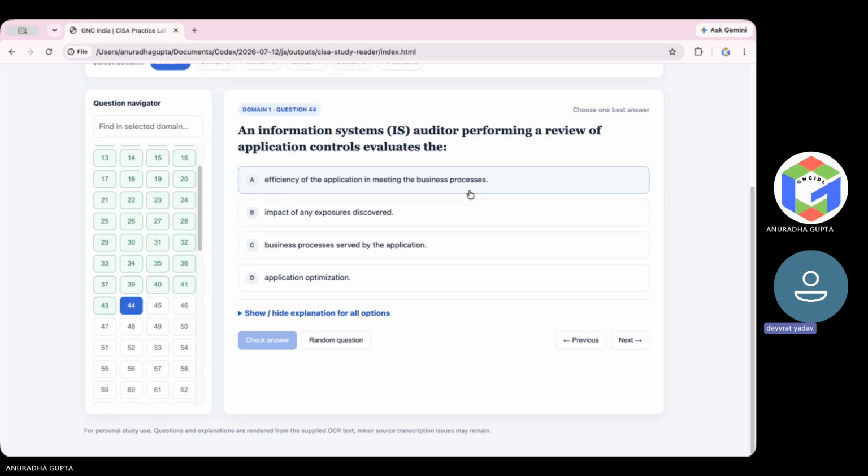Yeah, but the impact of the vulnerability is very minor. But if it is not meeting our business process, then what's the point of using that application? That's what I was thinking. That's why I've chosen A.